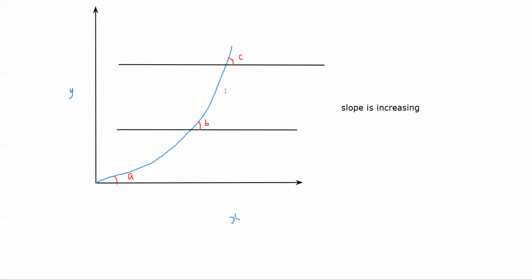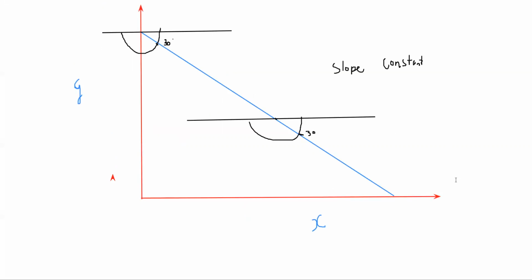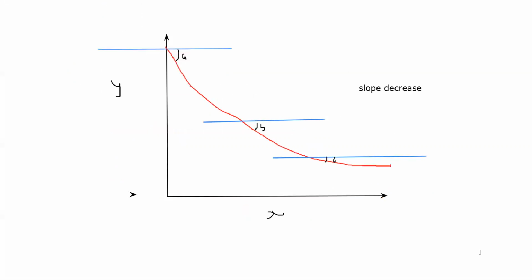If we measure the angles and the angles are increasing, it means the slope is increasing. If the angles are decreasing, it means the slope is also decreasing. So basically the concept of a slope is the angle with the x-axis. The angle which the line is making with the x-axis simply refers to the slope of a graph. But how to calculate a slope or a gradient?